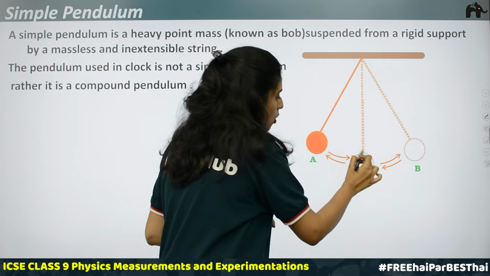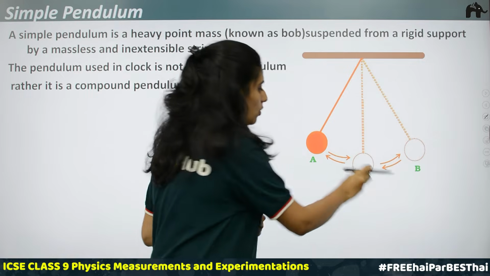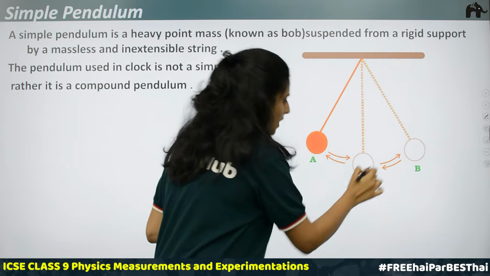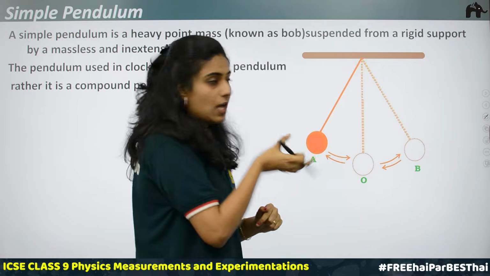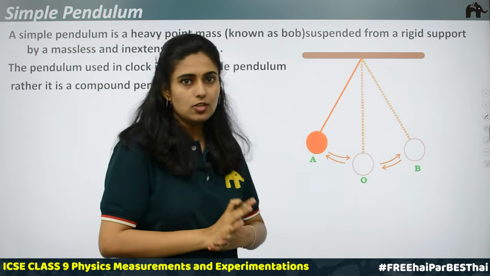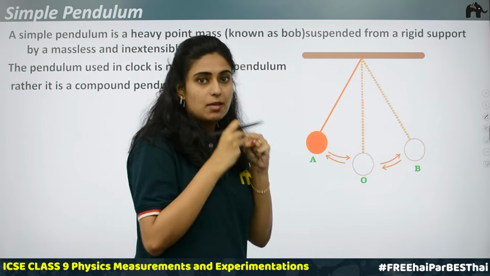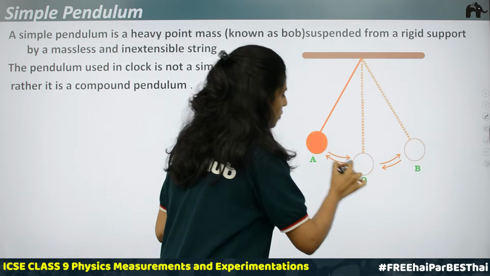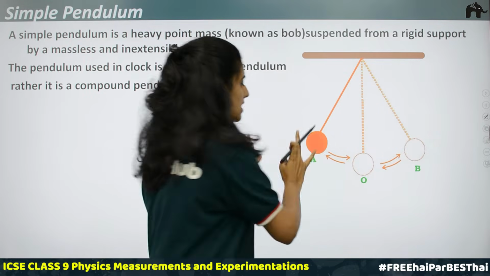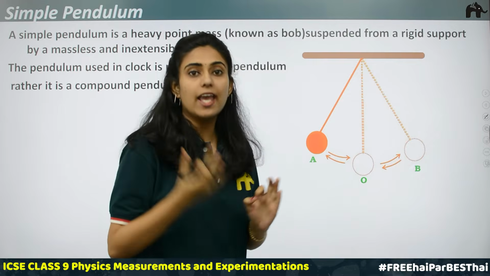So for this bob, three positions we have to note: O, A and B. O is the rest position or the main position. From there, when you pull this bob, what happens? It gets displaced from this position, it comes to the position A. Once it reaches A and when I am releasing it, what happens? It will go to O and through O it will go to a new position B. These A and B positions are called extreme positions.